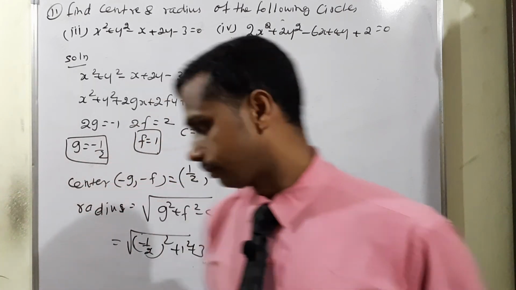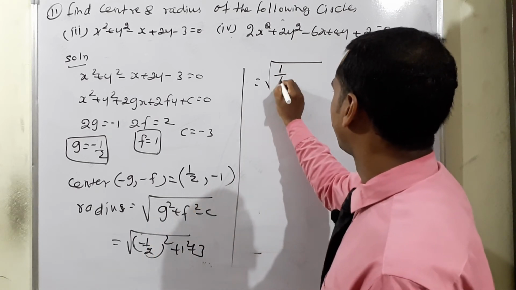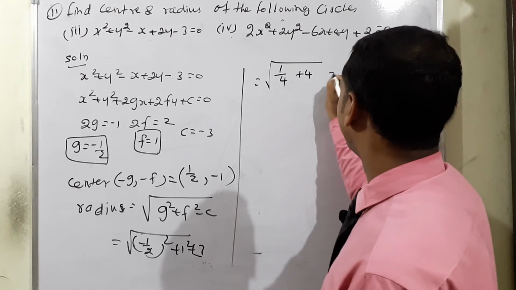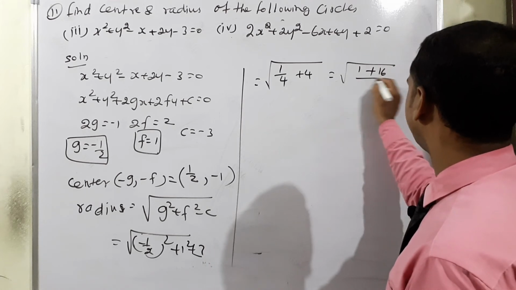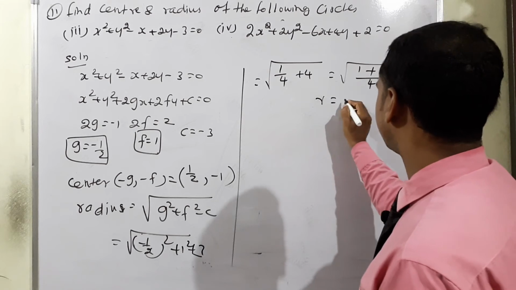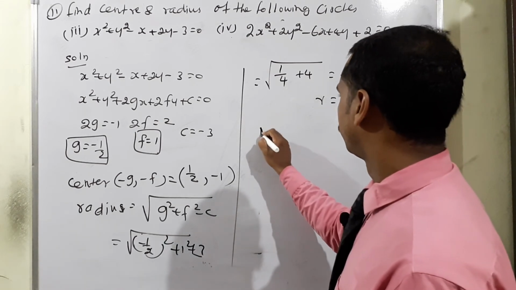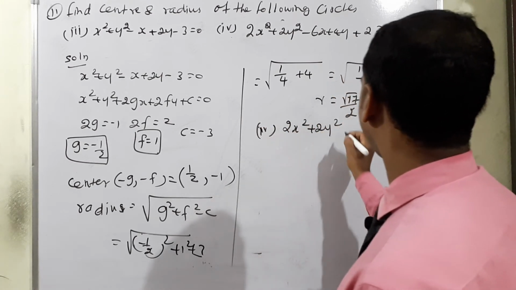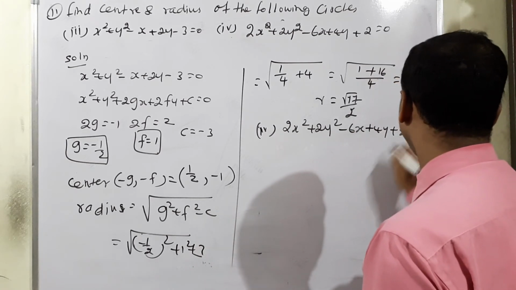Then minus 1 by 2 the whole square means 1 by 4, plus 1 square means 1, plus 3. 1 plus 3 is equal to 4. Therefore square root of 1 by 4 plus 4, 4 4s are 16, by 4. Therefore square root of 17 by 4 means radius is square root of 17 by 2. Subdivision 4. Question: 2x square plus 2y square minus 6x plus 4y plus 2 is equal to 0.